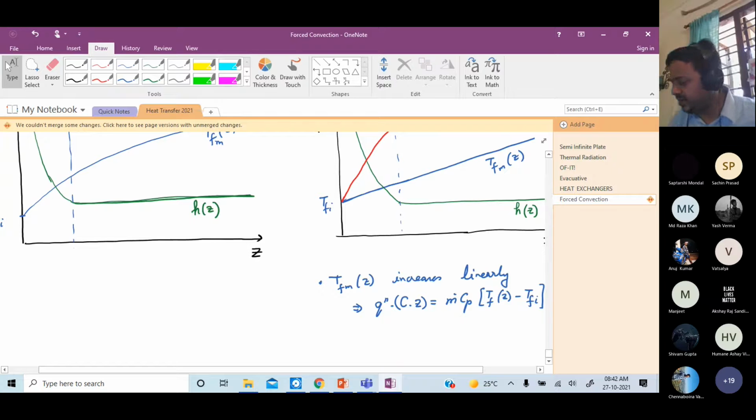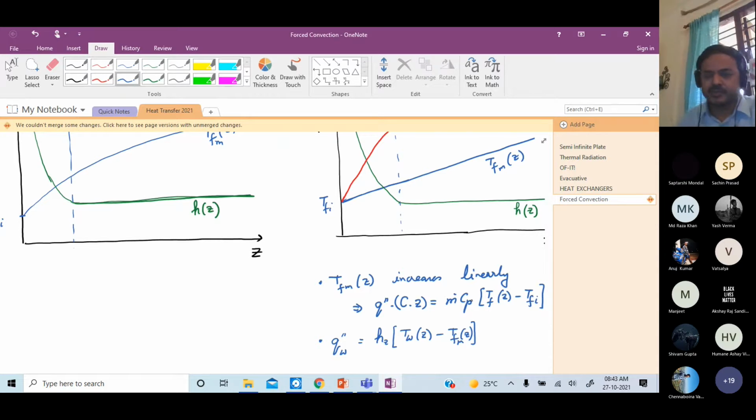So as I said, the heat transfer coefficient remains constant in fully developed flow. So if the heat transfer coefficient remains constant, my Q double prime at the wall is what? My h times... correct? That is how the heat transfer coefficient is defined, right? Q double prime, the heat flux, is the heat transfer coefficient times the temperature difference between the wall and the fluid temperature.